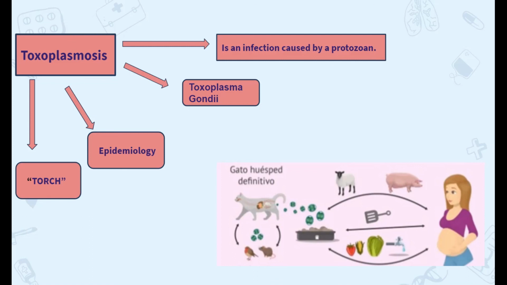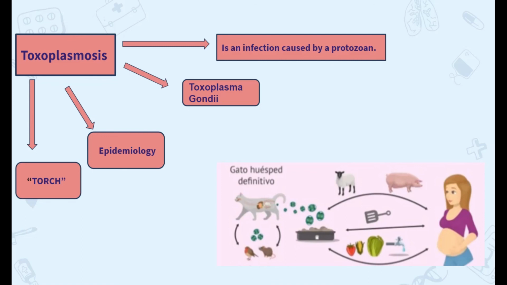Now, each letter from TORCH represents a pathology. For example, T is toxoplasmosis, O is other infections that can include syphilis, R is rubella, C is cytomegalovirus, and H is herpes simplex. But today we want to talk about toxoplasmosis. Toxoplasmosis is an infection caused by a protozoan, Toxoplasma gondii.